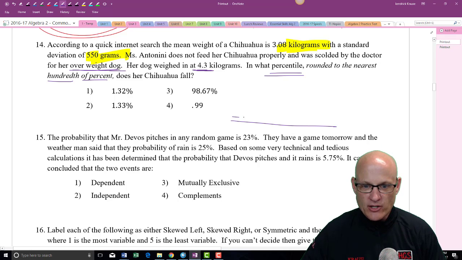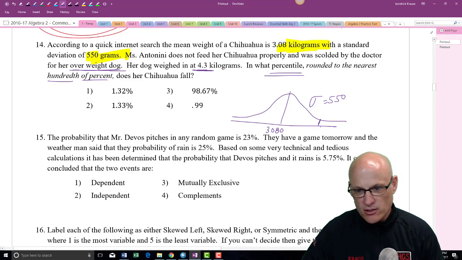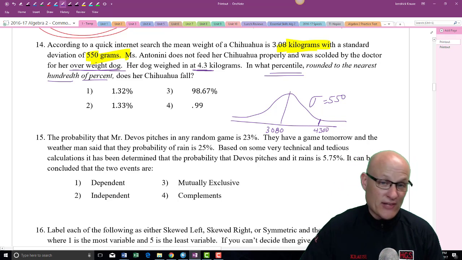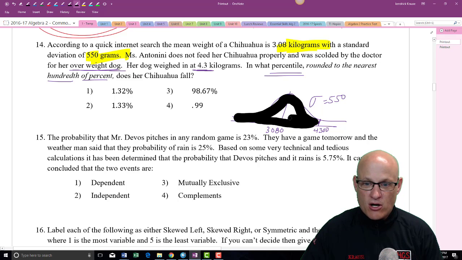Okay, so let's talk about a chubby Chihuahua. So, 3.08 kilograms. Now, you need to know I can multiply by 1,000 and get grams. So, 3,080 grams with a standard deviation of 550 grams. Now, her big chubby Chihuahua is up here at 4,300 grams. And we want to know what percentile it is. Now, you kids need to understand what percentile means. Percentile doesn't mean who you beat. So percentile means all of this. These are all the doggies you're fatter than. So she is a chubby Chihuahua because she's fatter than all these doggies.